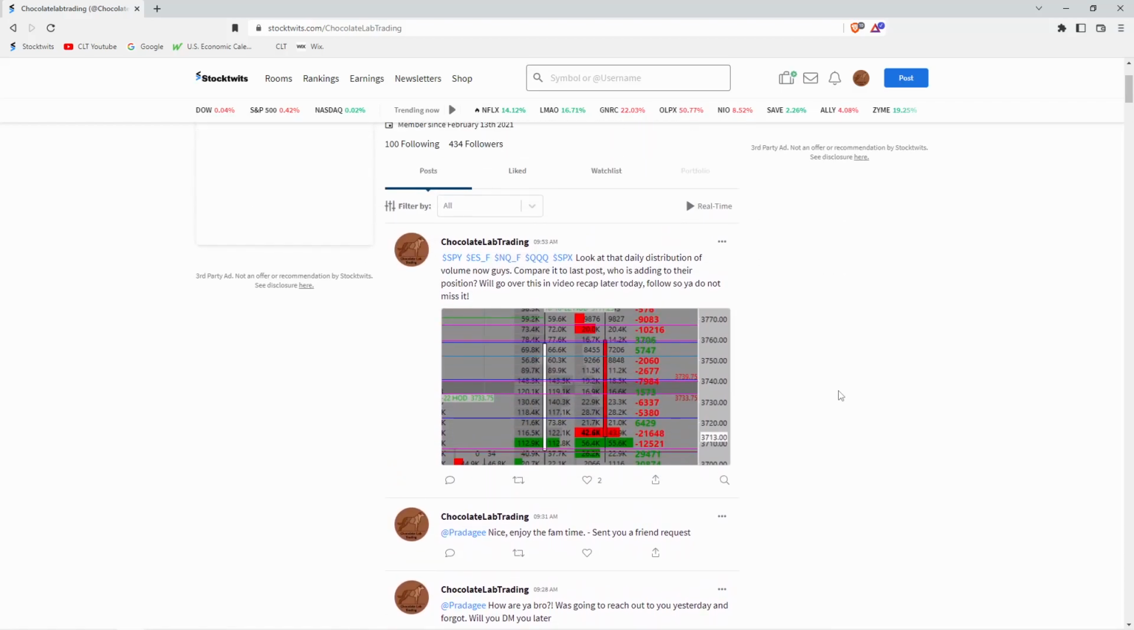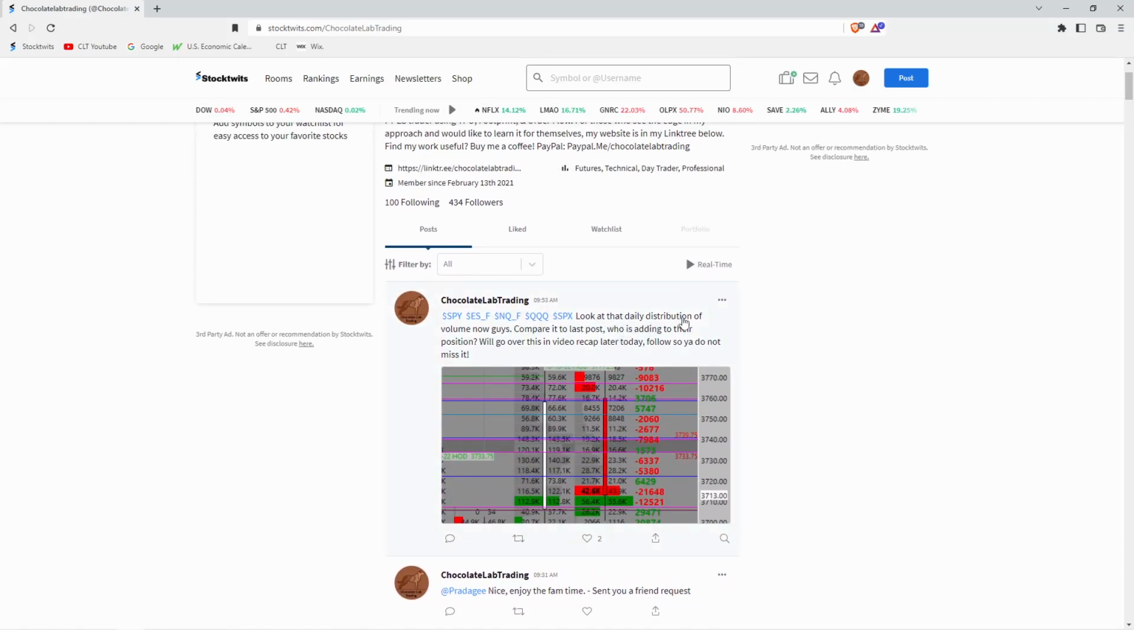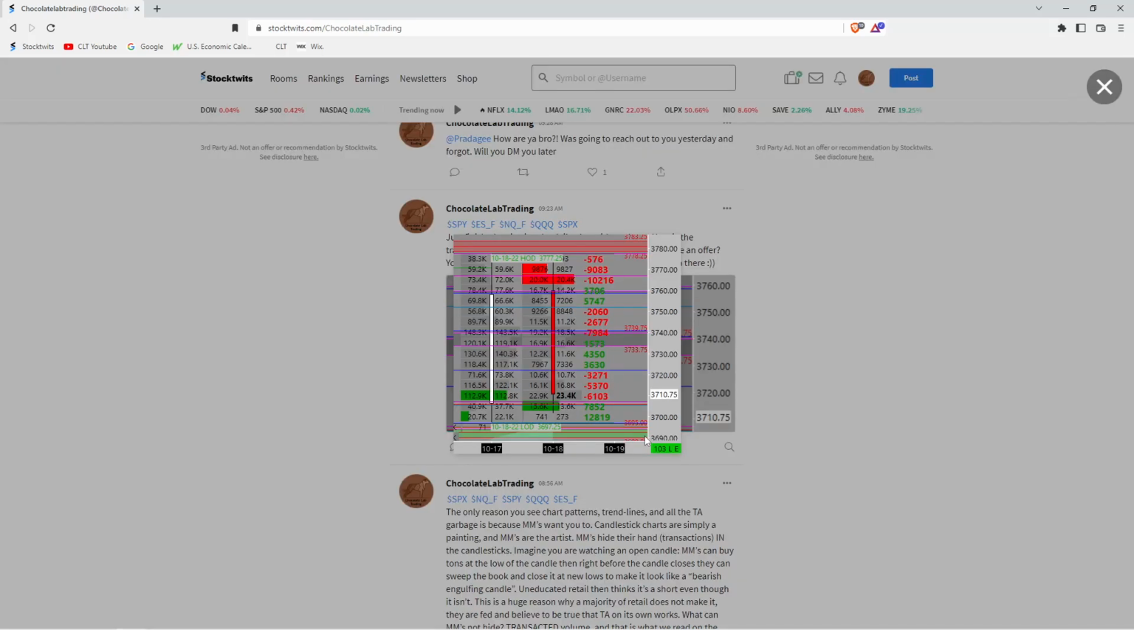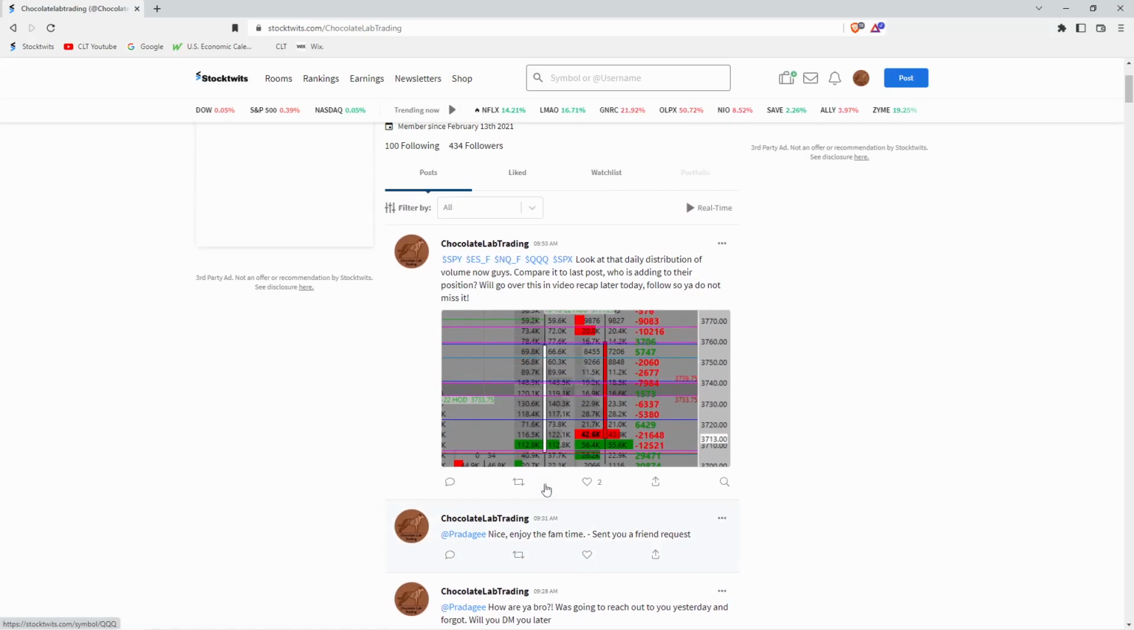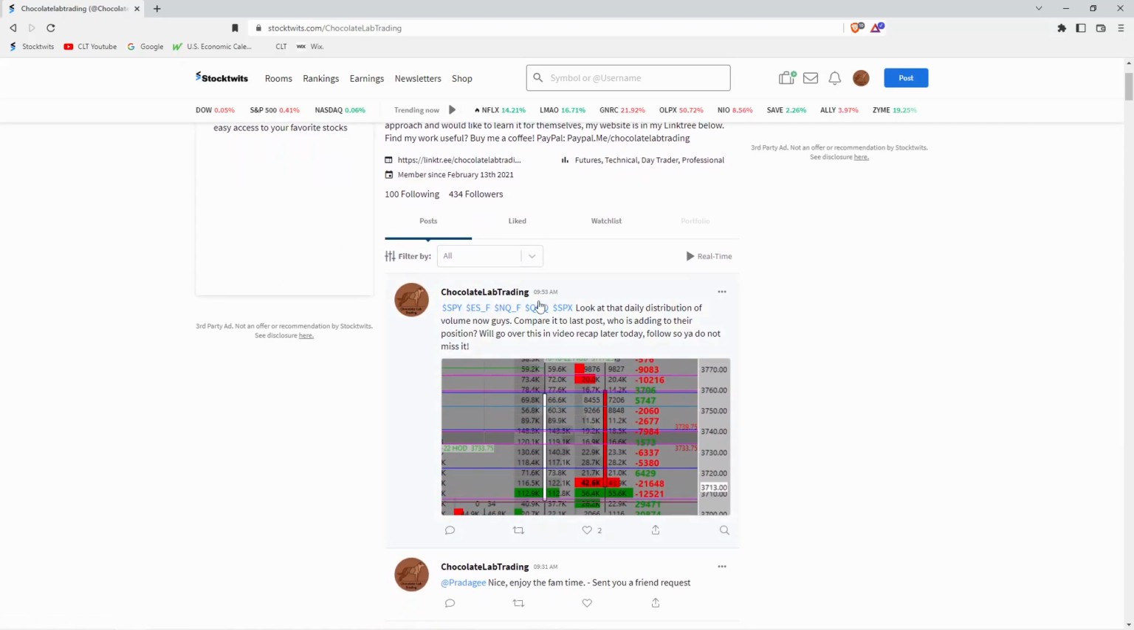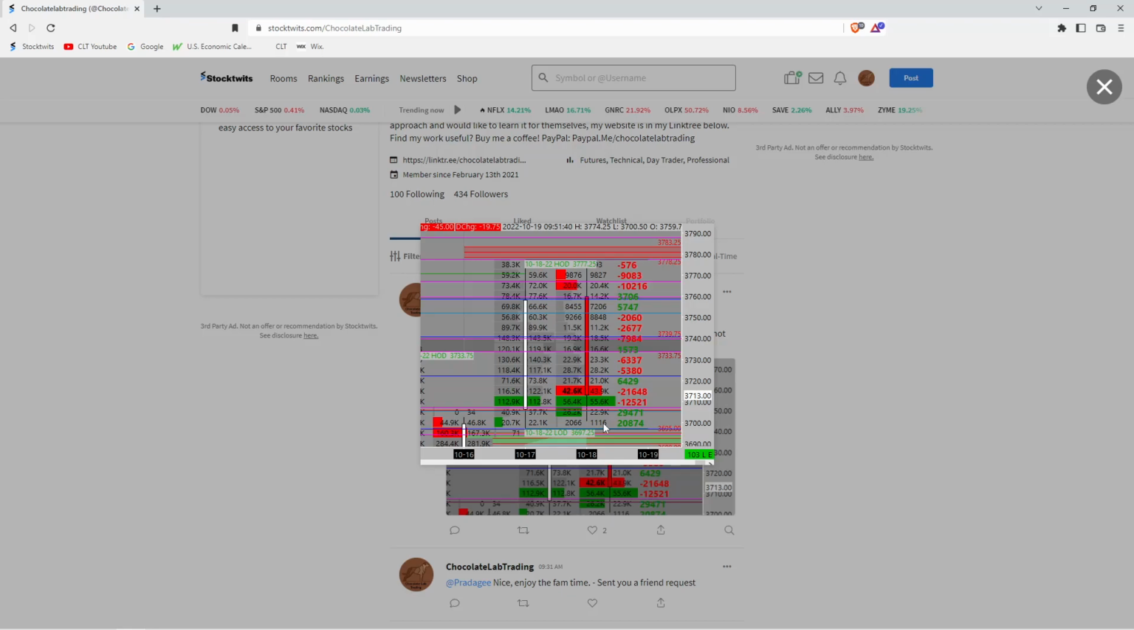I think that was it. I said look at the daily distribution of volume now, guys, compared to the last post. So let's look here. We have 15,000 contracts, 23, 22, 16,000 contracts being done here at the lows, and that's at 9:23 right before open. Now we look almost at the close of the open 30, and look at it now. Double the contracts over here, 55, 56,000 contracts, 42, 43. This bid is much bigger.